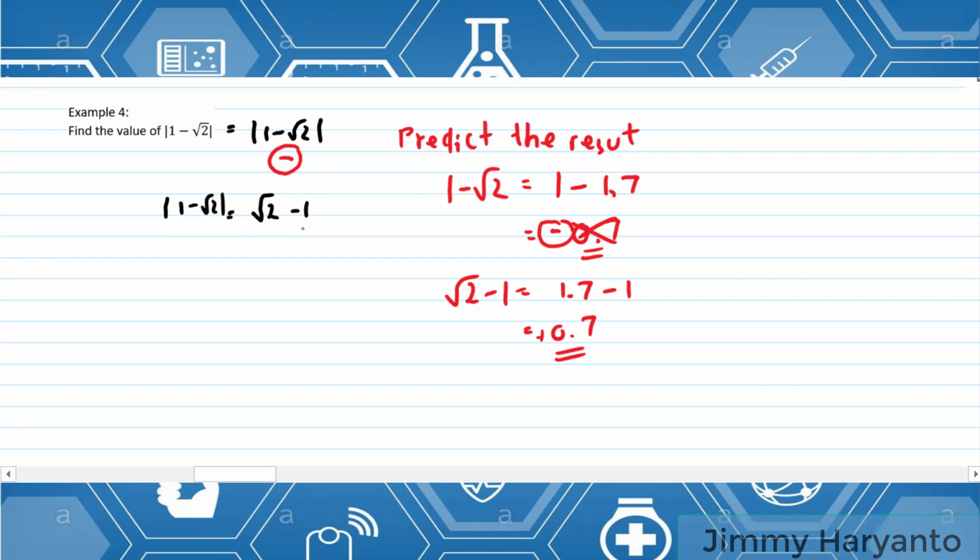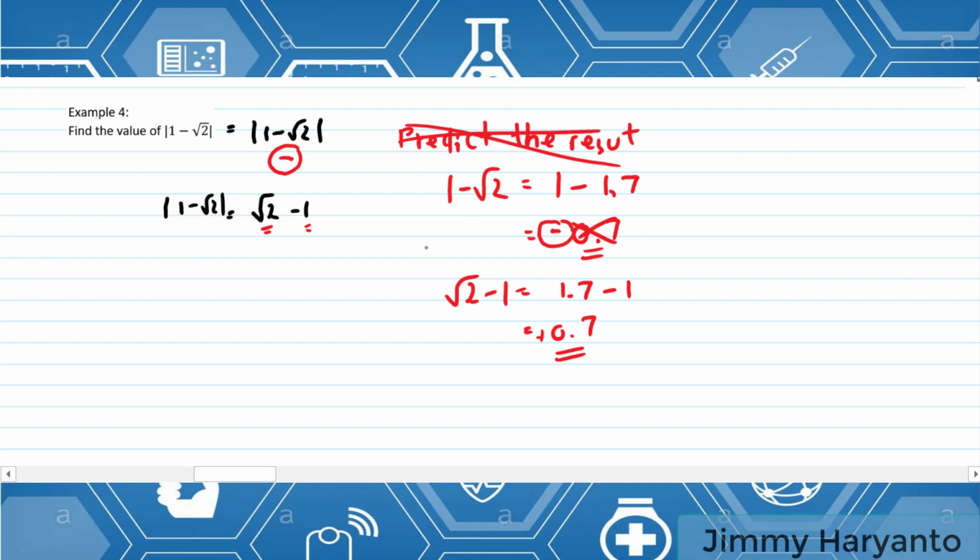And I also have a trick for this one, for the subtraction that we cannot calculate. The result will be the larger number minus the smaller number. It's always like that. So you can answer that without predicting the result too.